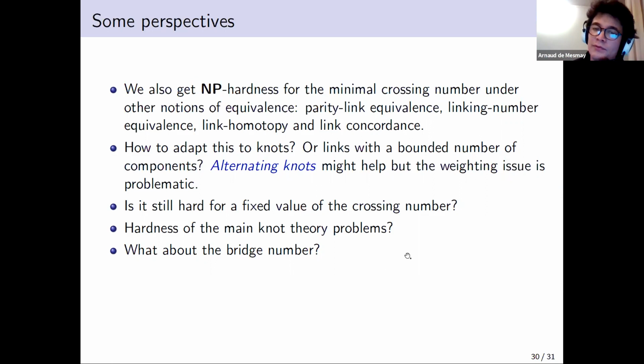It's also open, if you fix the value of the crossing number, whether that's NP-hard. So can I test whether a given knot or a given link has crossing number 3? That's open, whether that's NP-hard. Then, of course, there's all these egregious gaps between the lower bounds and the upper bounds in the main knot theory problems I highlighted before. And I guess I will stop here.